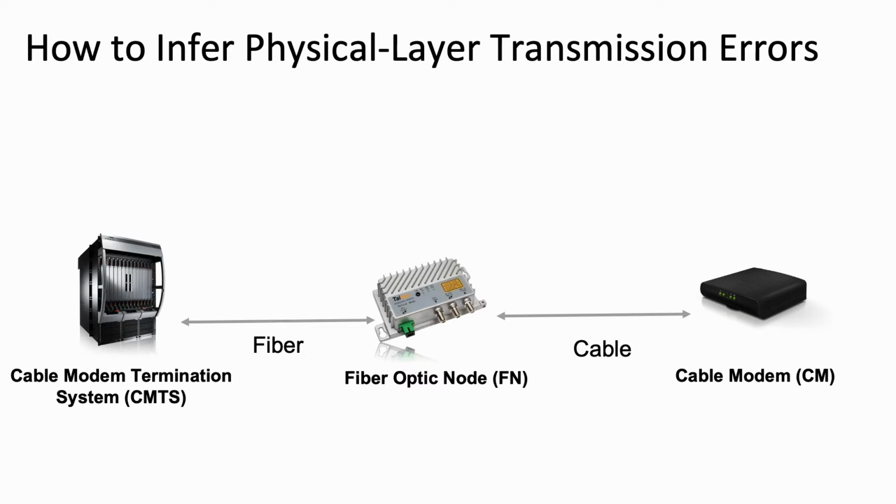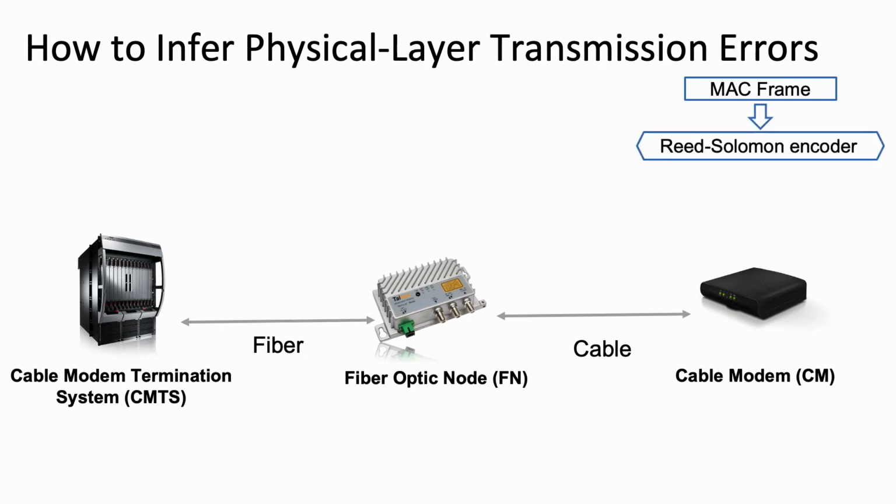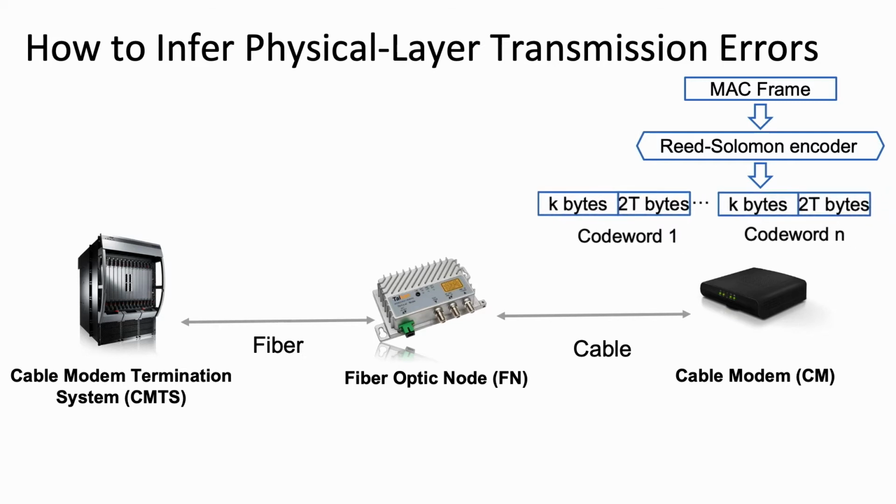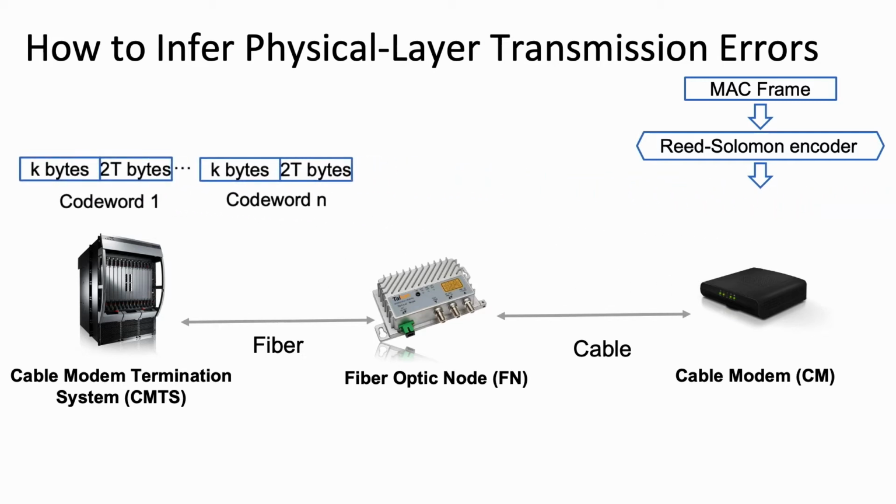We measure the physical layer transmission errors using the DOCSIS 3.0 code word statistics collected from a CMTS. So I will explain what a code word is. In the DOCSIS 3.0 standard, when a CM receives upper layer data such as a MAC frame, it will use a Reed-Solomon encoder to encode it into one or more code words. Each code word contains K data bytes and 2T parity check bytes to correct the transmission errors. Then the modem will send these code words to the CMTS, and the CMTS will decode them.